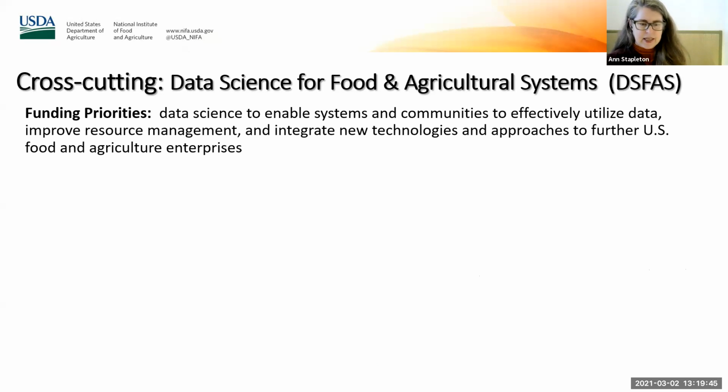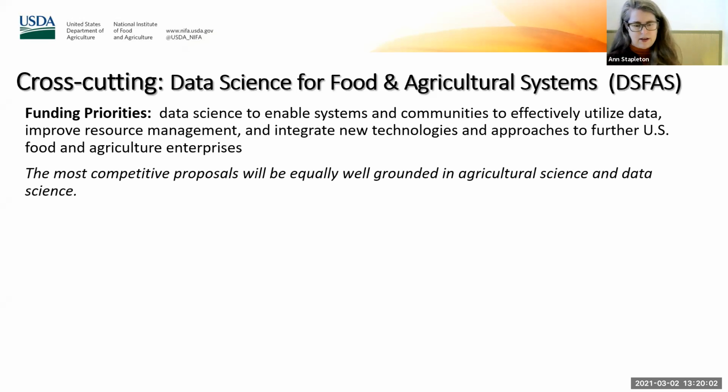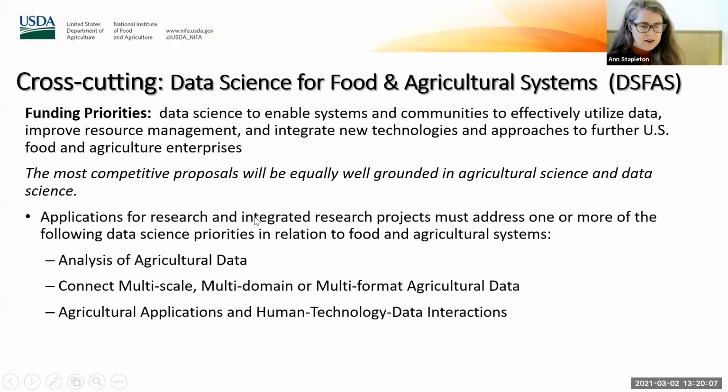And this actually gets to a key point about this cross-cutting program. This is a program that spans both of these fields, data science and agricultural fields of research. So the funding priorities are data science to enable systems and communities to effectively utilize data, improve research management, and integrate technologies. And the most competitive proposals will be equally well-grounded in agricultural science and data science. So here, that's a key criteria, and it's one that I am often asked about.